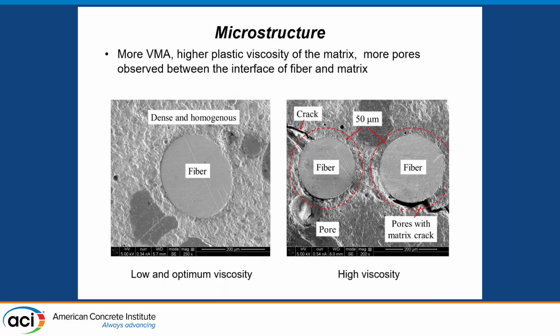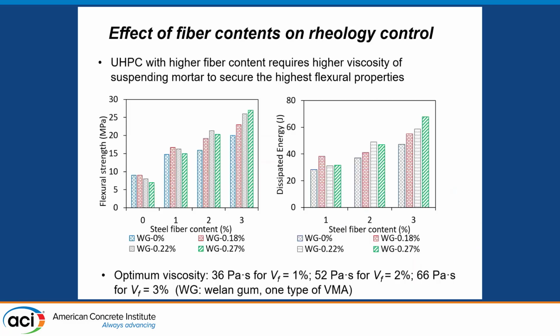This is also validated by the SEM image analysis. We can see that with more VMA, we see more pores between the fibers and the matrix. This also gives us the idea that VMA can improve the fiber dispersion, but it also has an adverse effect. So we have to find the balancing point, find the optimum, to have the best performance for the flexure.